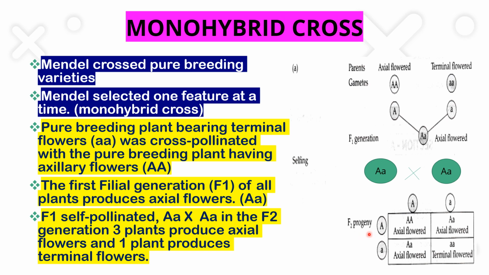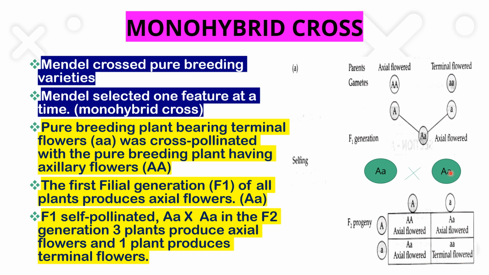Here, when will it be possible? Phenotypic ratio is 3:1. Then genotypic ratio is 1:2:1. In all the cases, it will not be possible. Both the parents are heterozygous. Then only this ratio will be possible. Both the parents are heterozygous.